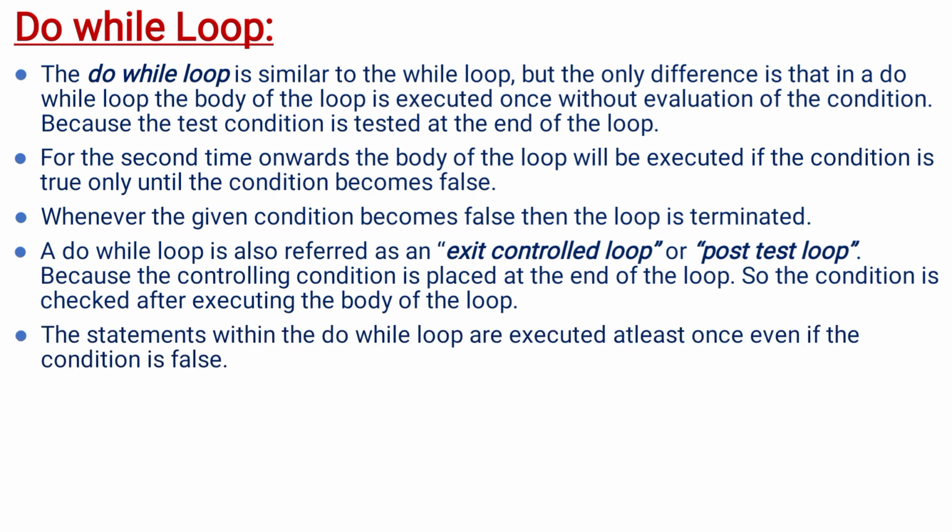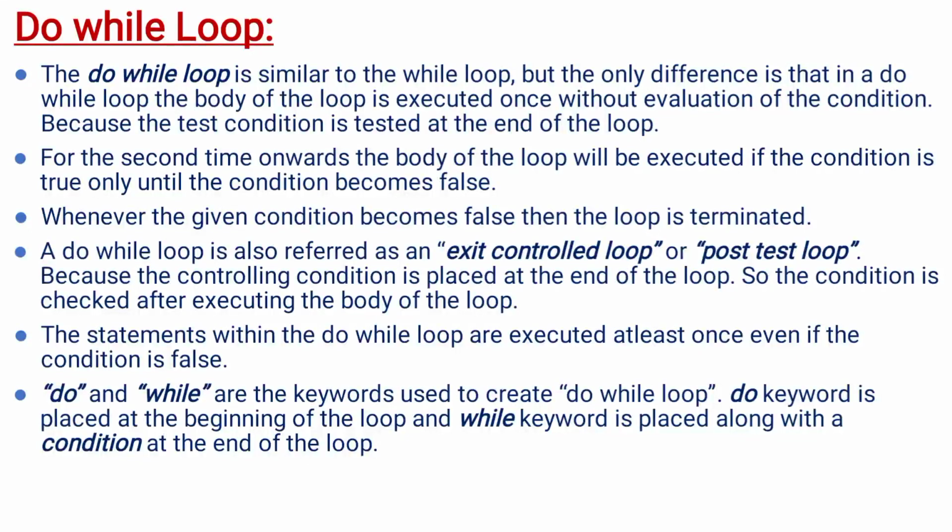The statements within the do while loop are executed at least once, even if the condition is false. So if you mention a false condition, then also the statements which are written inside the do while loop are executed for the first time, because after executing, the condition will be checked. So without involving the condition, for the first time the statements will be executed. Whatever it is, if the condition is true or false, for the first time the statements which are written inside the do while loop should be executed once.